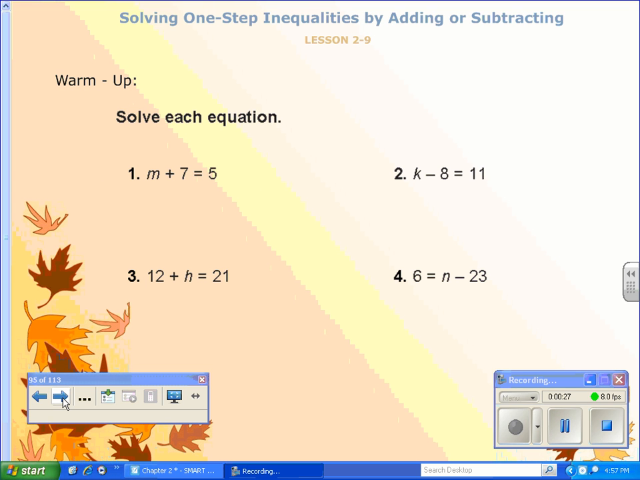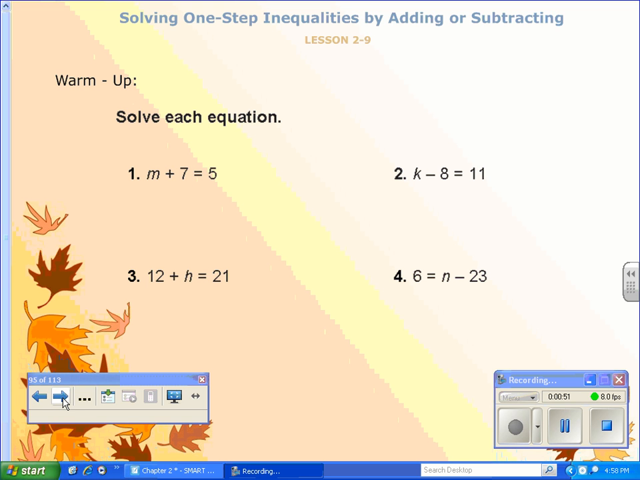Now, for our warm-up tonight, it says solve each equation. I know on some of these you could probably look and say, oh, I know exactly what k is, or I know exactly what n would be. But back in probably about lesson 2-2 or 2-3, I think it was, we talked about how you exactly solve these equations, how you do something to both sides. So we're going to go back to that.